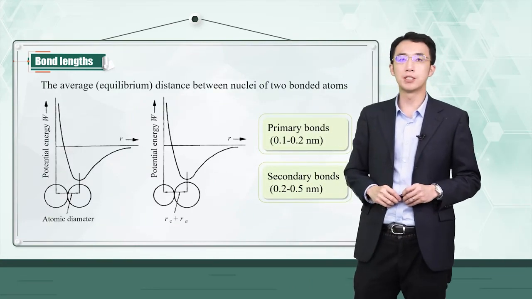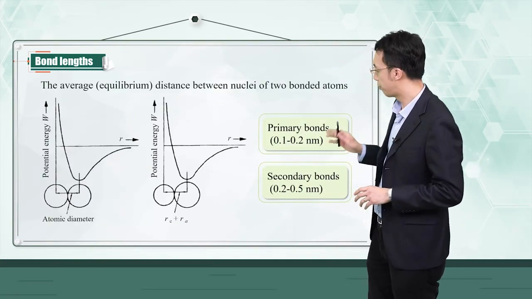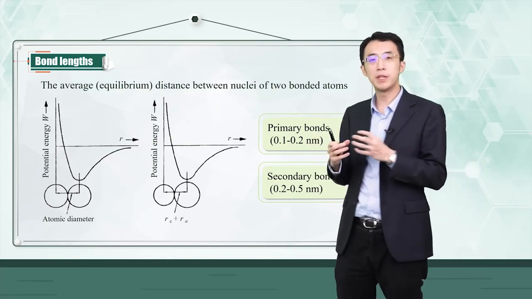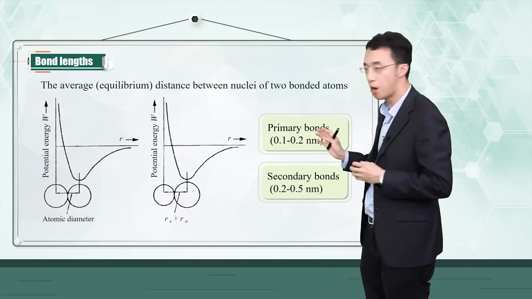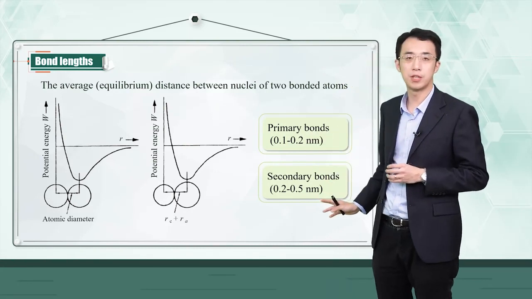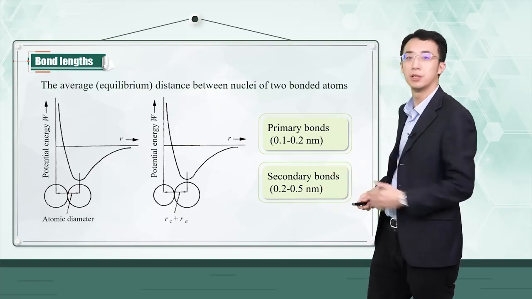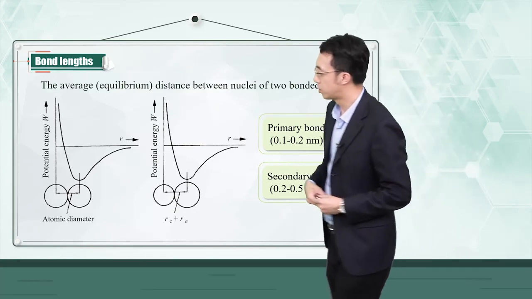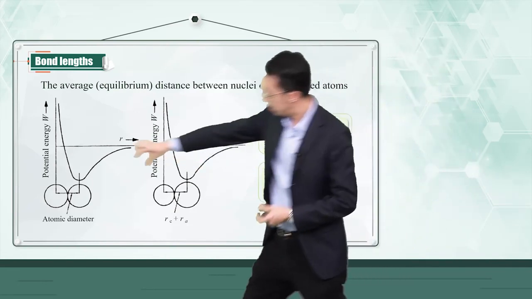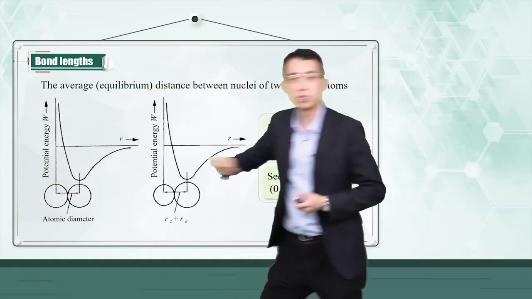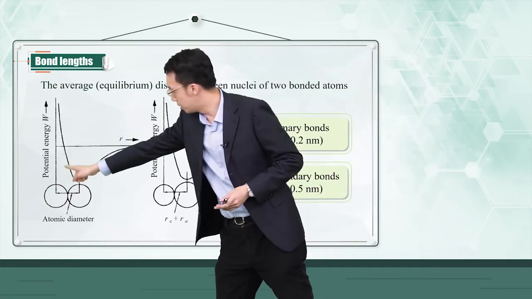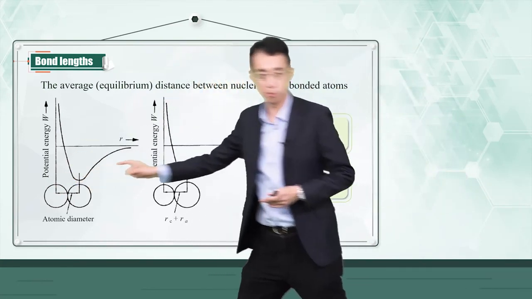Another important concept is bond length, right? For primary bonds, the bond length or the equilibrium interatomic spacing is usually smaller, and for secondary bonds, this equilibrium interatomic spacing is usually bigger. Okay, so for stronger bonds or primary bonds, you will have a smaller distance between the two atoms, and also the energy well or the energy minimum is deeper.